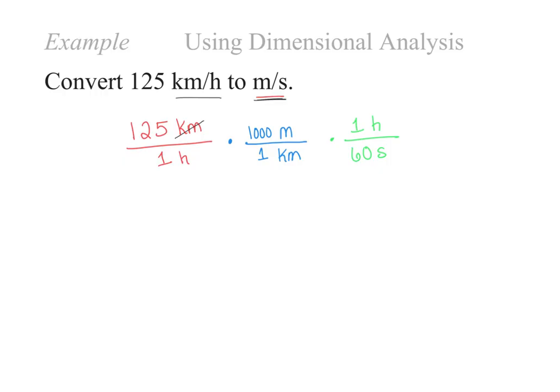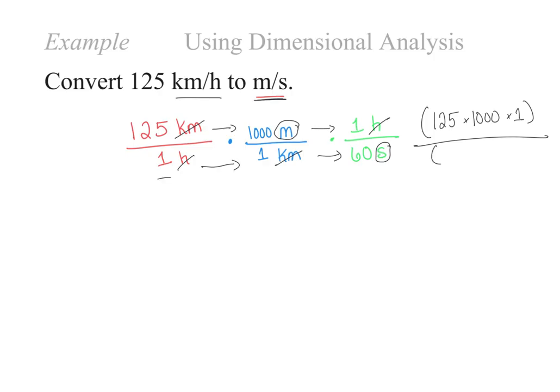So I have a kilometer on the numerator. I can cross cancel it with a kilometer in the denominator. I have an hour in the denominator. I can cross cancel it with an hour in the numerator, which means I am left with meters per second, and that is what I'm looking for. At this point, you could cross cancel if you want. You are going to be using a calculator, so you don't really have to. You can just multiply the numerator straight across. So you have 125 times 1,000 times 1. And in the denominator, you have 1 times 1 times 60.